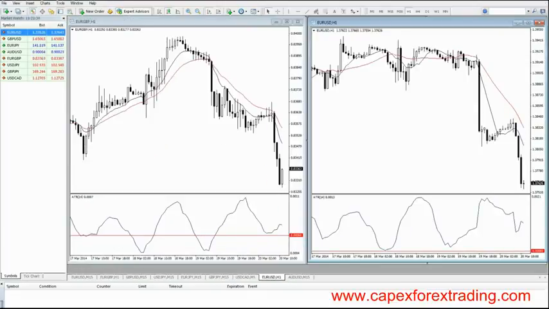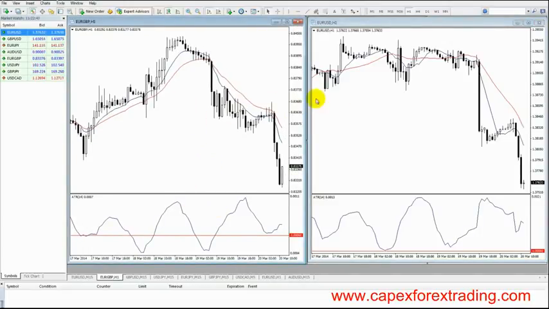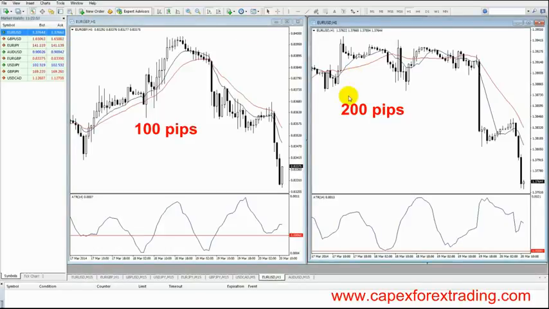Now, the last way in which we can use the ATR is by using its readings to assign an appropriate stop loss that's relative to the currency pair's volatility. I'll explain that in a little bit more detail here. What I've got in front of me are two charts, chart A and chart B. Chart A moves about 100 pips per day. Chart B moves 200 pips per day.